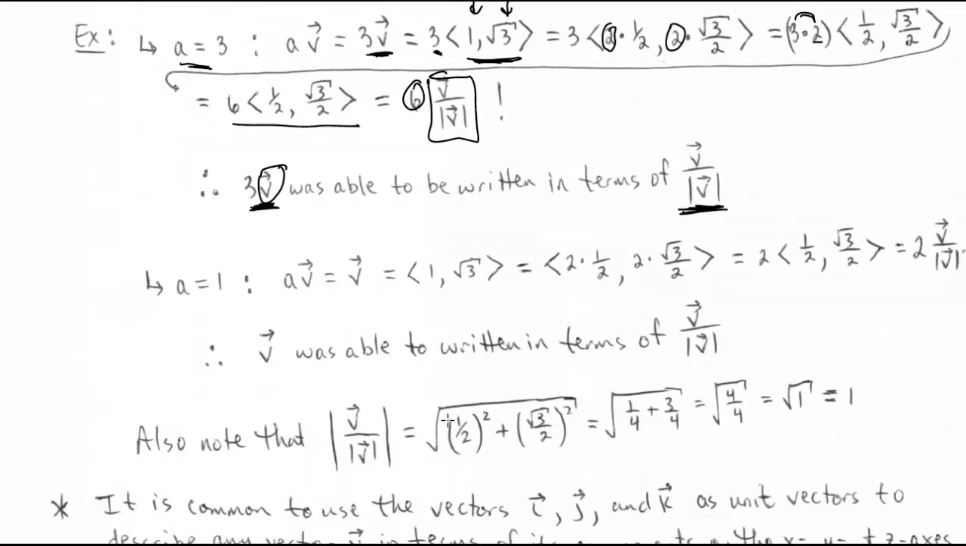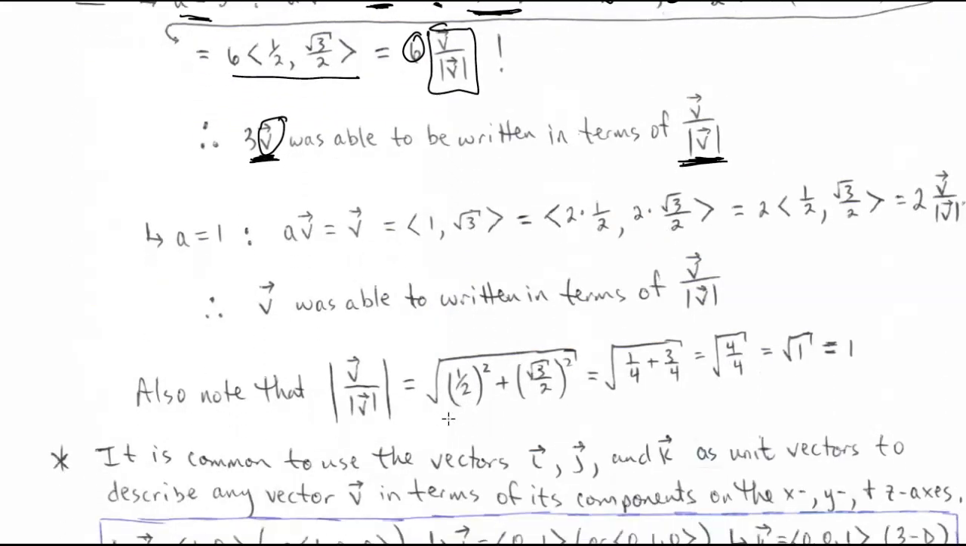Now if I wanted to take the actual vector itself, that would be a case when A is equal to 1. Of course, 1 times the vector is just that vector. In order to get 1/2 here, I still have to rewrite that as 2 times 1/2. In order to get square root of 3 here, I still have to rewrite that as 2 times square root of 3 over 2. And now I see that my actual vector V can be expressed as 2 times the unit vector. Again, I was able to express the vector itself as a linear combination of its unit vector.